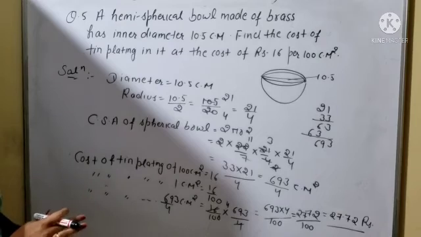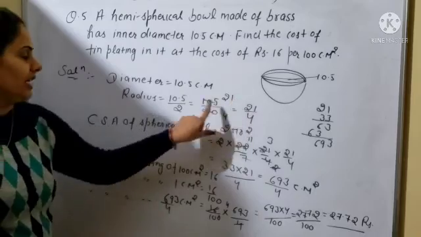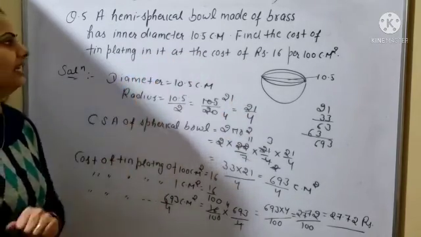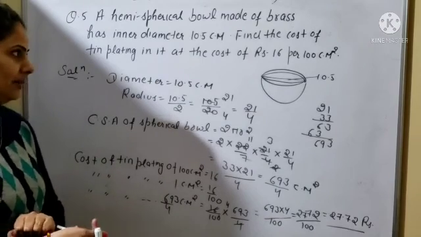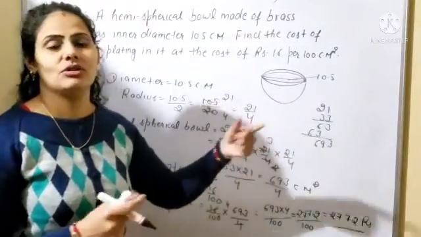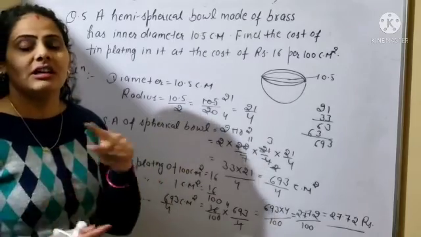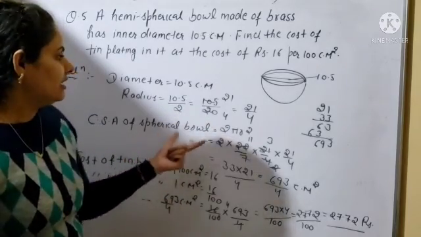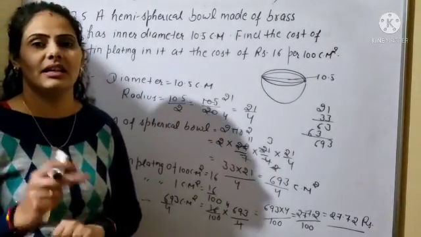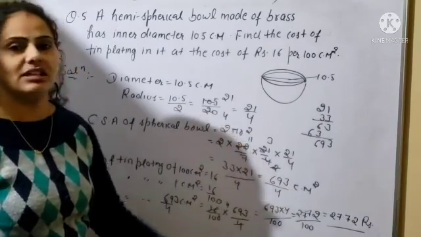A hemispherical bowl is given, made of brass, and the inner diameter is given 10.5. So inner radius will be divided by 2, so it will be 21 by 4. Now find the cost of tin plating in it at the rate of rupees 16 per 100 centimeter square. So simply, first of all you will find out the curved surface area because you want to do the tin plating on the bowl, on the curved part only. So this will be the curved surface area and this one will be 2 pi r square. Total surface area will be 4 pi r square and the curved surface area or lateral surface area will be 2 pi r square. Put the values, find out the curved surface area.